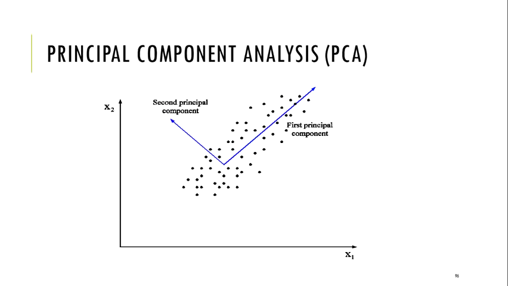Here is what these look like. The first component captures the maximum spread or maximum variation of data. The second component captures the next maximum, and the third component captures the next one, and so on and so forth.